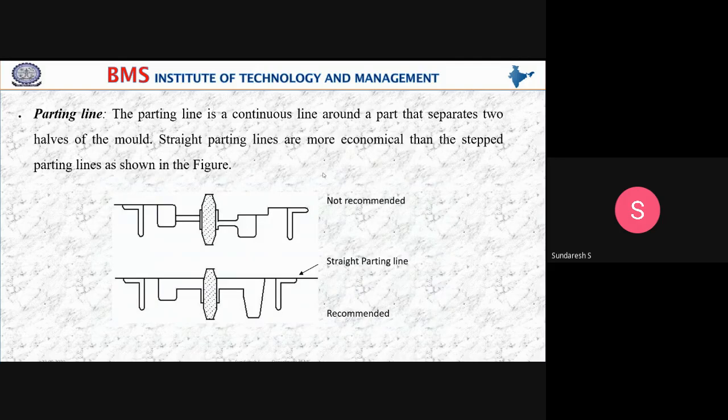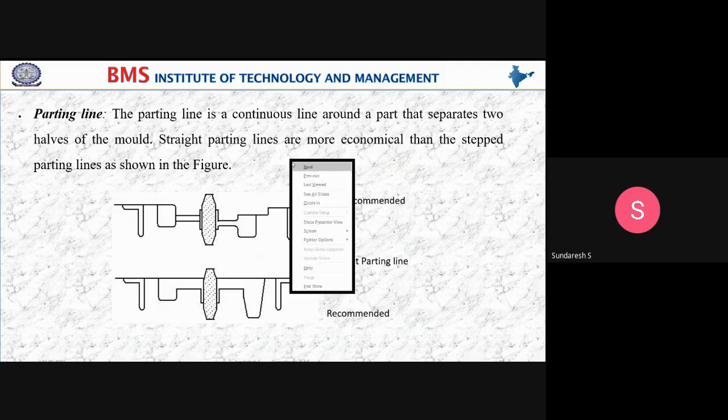Next comes the second important thing. The first one is shrinkage, the second one is the parting line. I think you might have studied this in your casting process course. What is a parting line? The parting line is a continuous line around a part that separates the two halves of the mold. Straight parting lines are more economical than stepped parting lines, as shown in the figure. This is the pattern they have made. Look here.